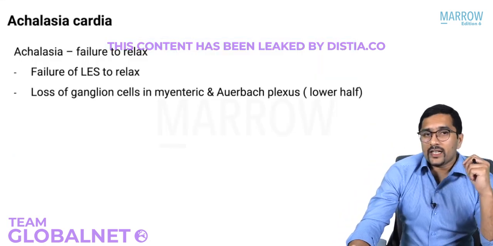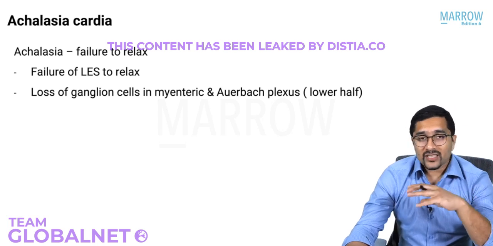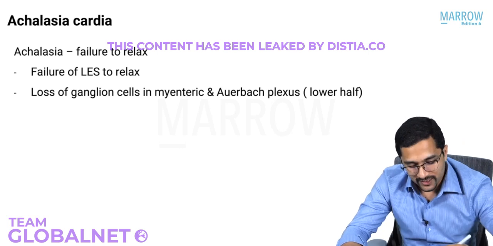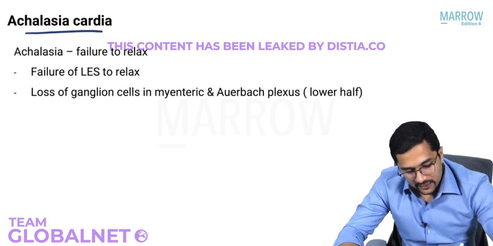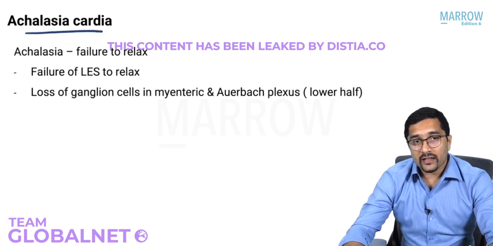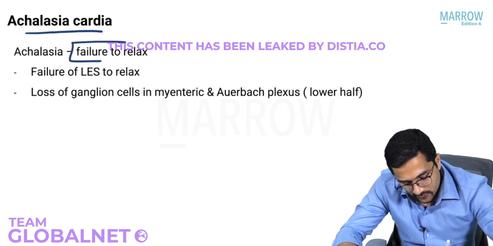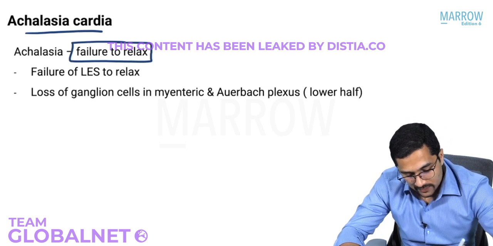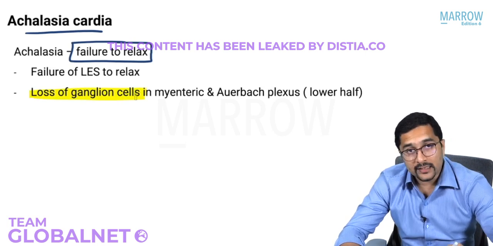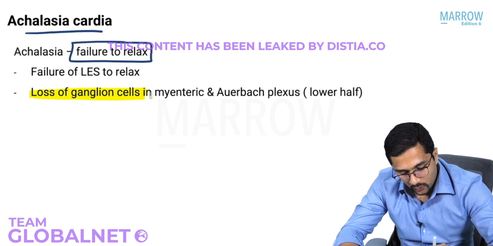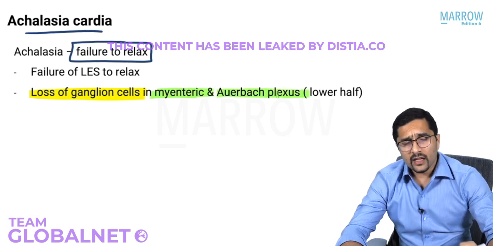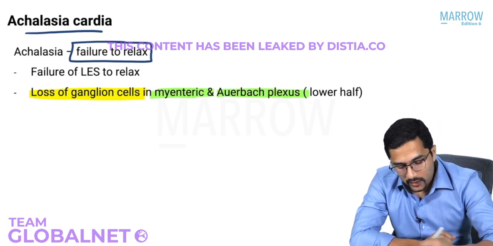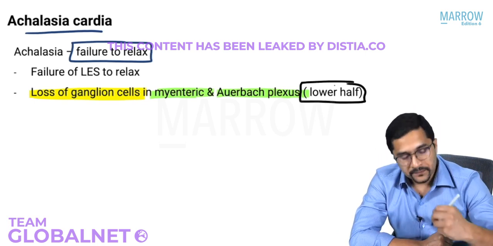Now, the first motility disorder which I want to talk about, this is not the most common one, but the majority of the questions are asked from achalasia cardia only. Achalasia cardia literally means failure to relax. So there is failure of the lower esophageal sphincter to relax in this condition. This occurs because of loss of ganglion cells in the myenteric and the Auerbach's plexus, and this is usually seen in the lower half of the esophagus.